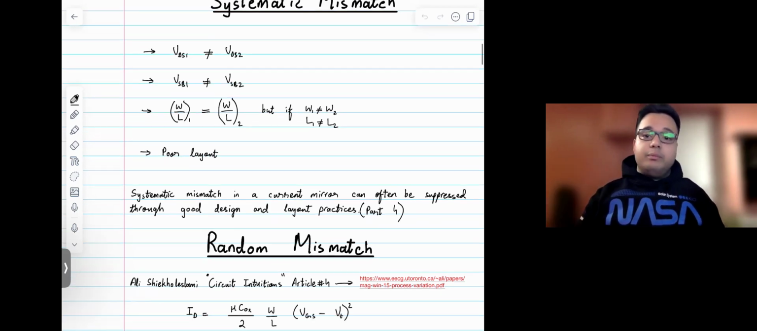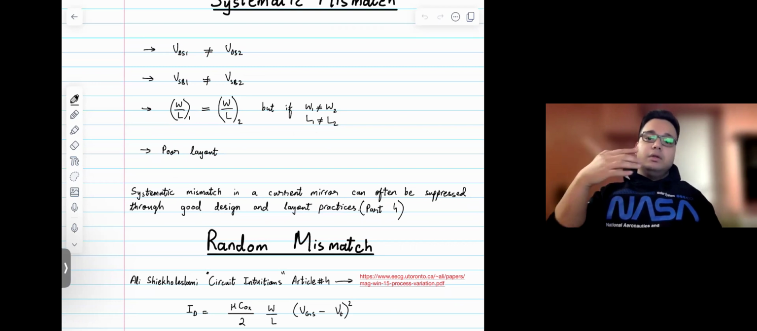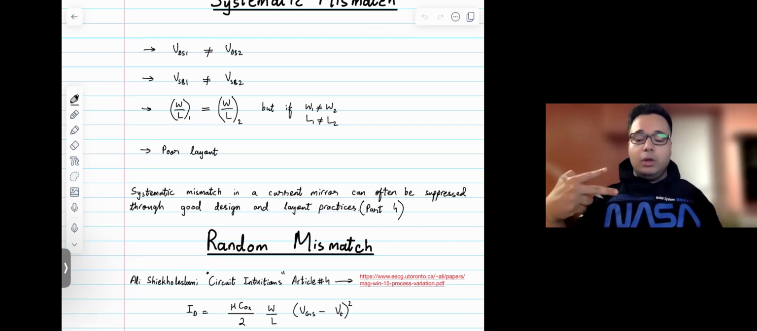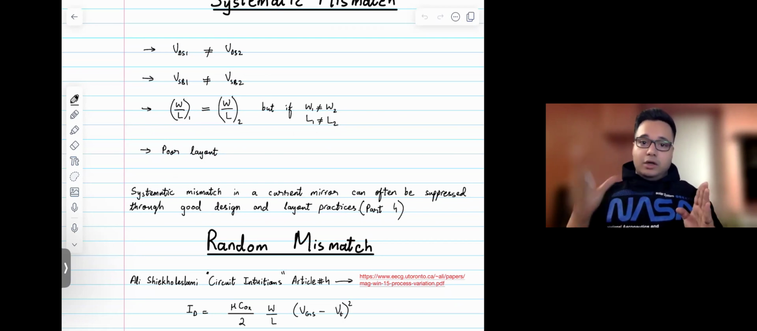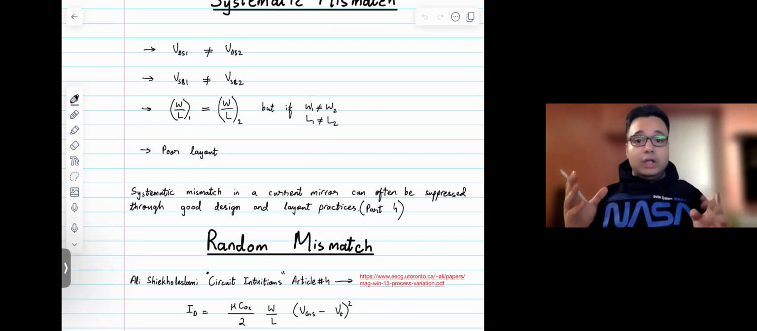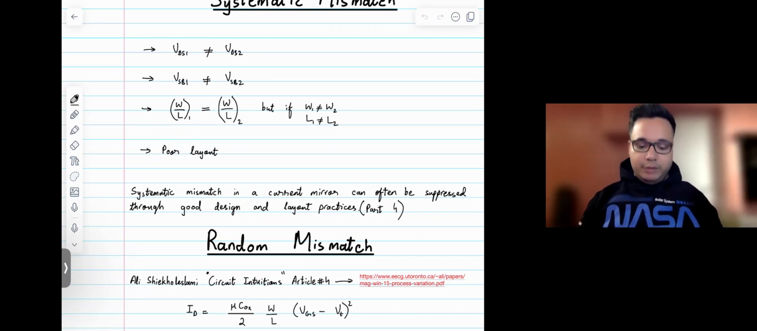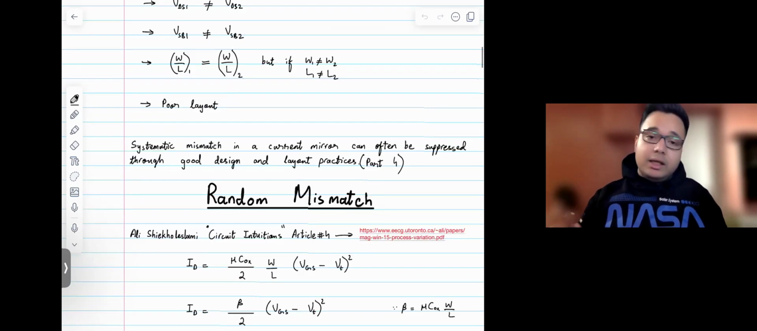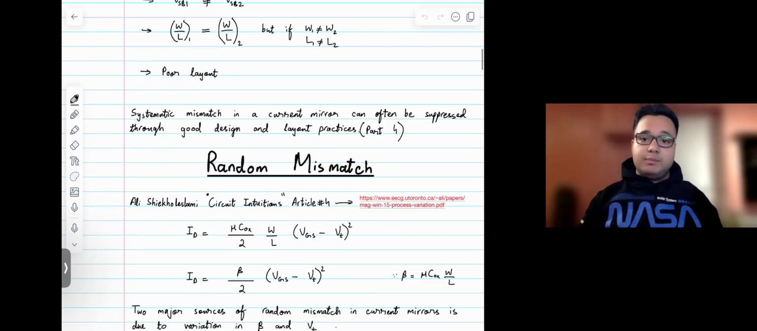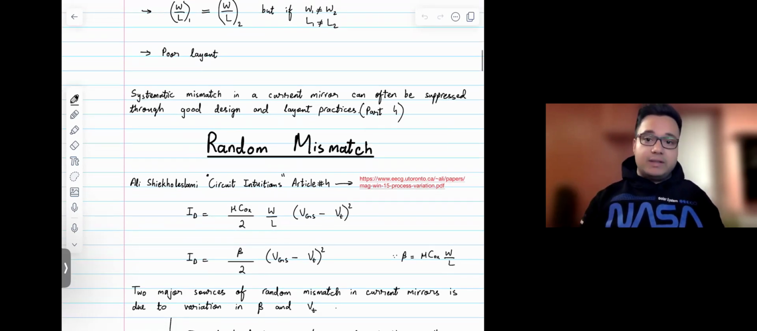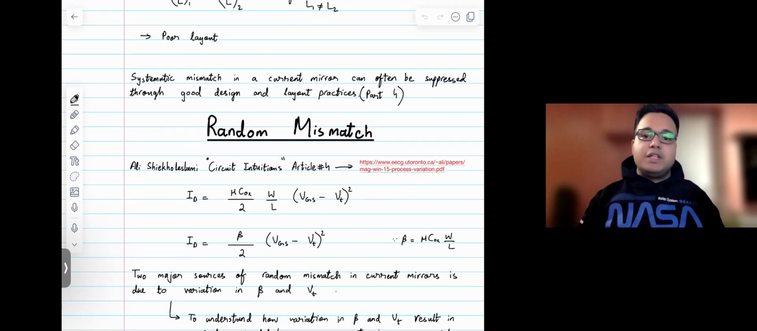Again, one other thing would be the aspect ratio of transistors. So even though the W by L ratio of the two transistors is equal, if the length is not equal for both transistors, so L1 is not equal to L2, or W1 is not equal to W2, that will also introduce a systematic mismatch in a mirror. And lastly, systematic mismatch is also caused by poor layout. We will talk about some of the layout practices and layout considerations for current mirrors to suppress some of these systematic mismatches, but that will be pretty much at the end of part four.